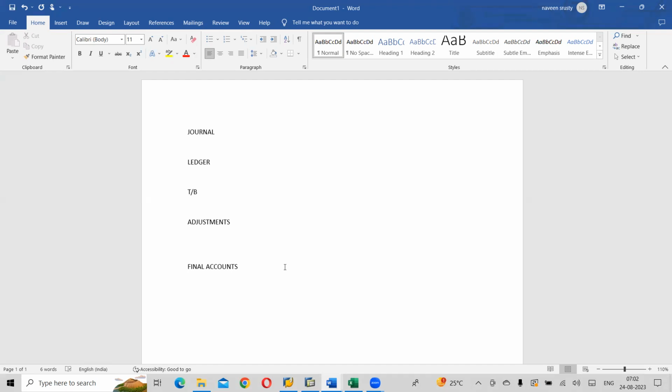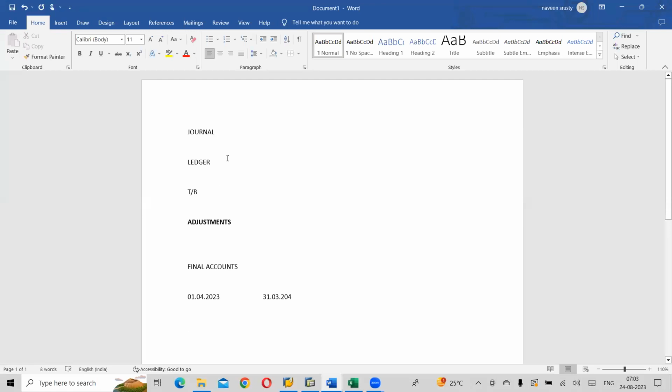I'll come to that. Why adjustments occur: normally our accounting year starts, as I said, on 1st April, for example 2023, and ends on 31st March 2024. This is what we call manual accounting. Whenever we start our financial year, 2 accounting books will be maintained. One is journal and another one is ledger.